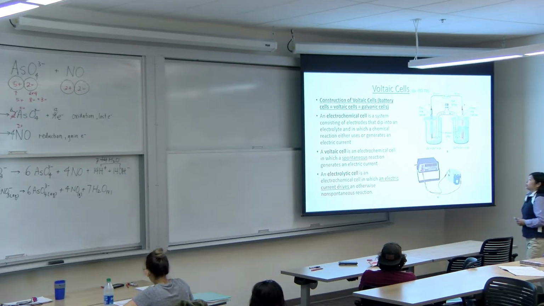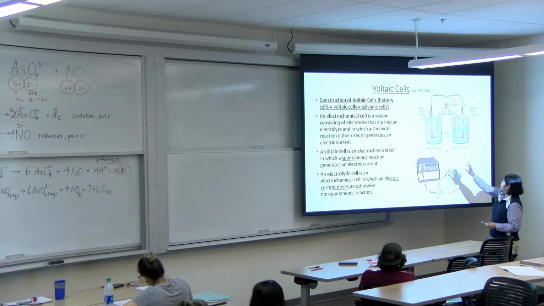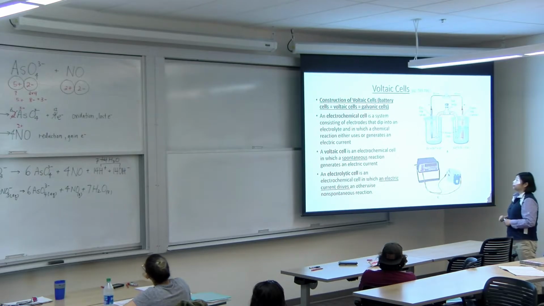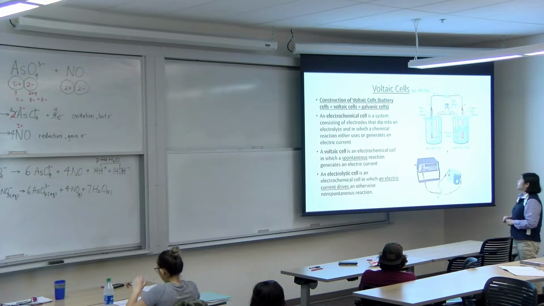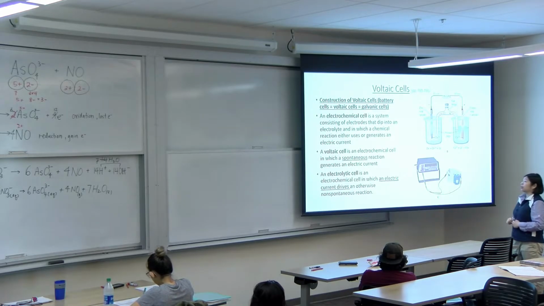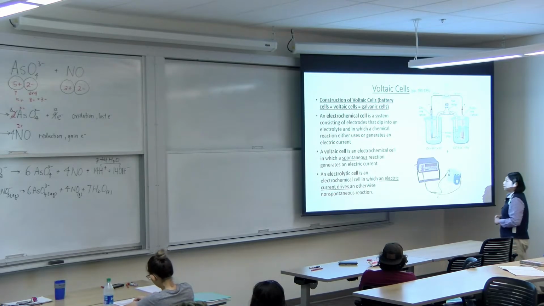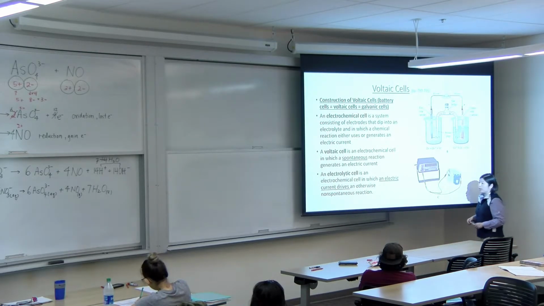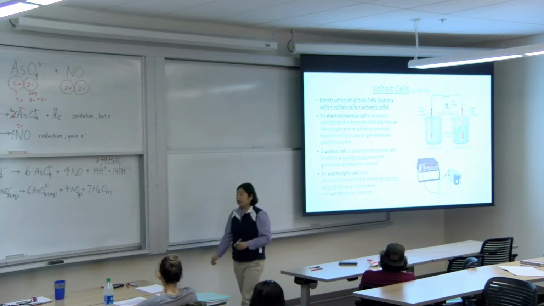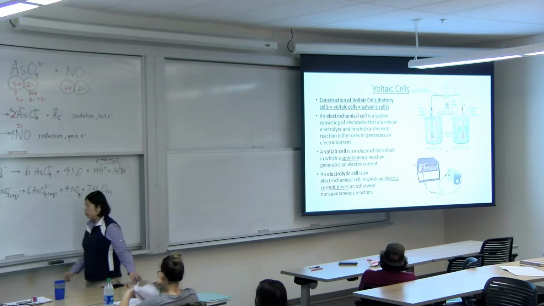Okay? And so as a result of this reaction going on, there's a transfer of electrons. Okay? It is a spontaneous reaction, and it generates an electric current as a result of the transfer of electrons. Okay? So an electrolytic cell is an electrochemical cell in which this electrical current drives an otherwise non-spontaneous reaction. Okay? If you can imagine, these markers are electrons.